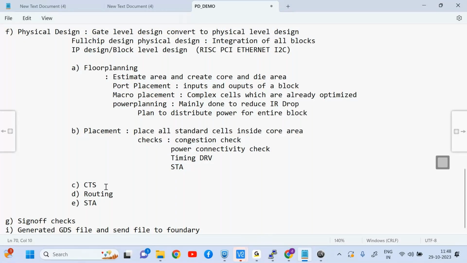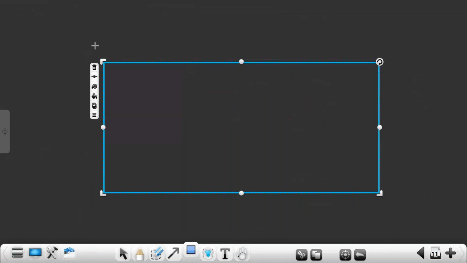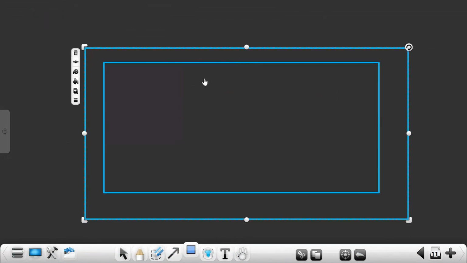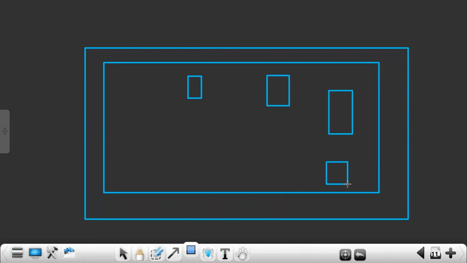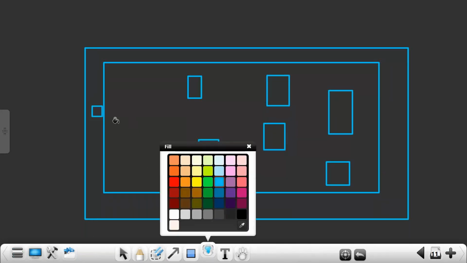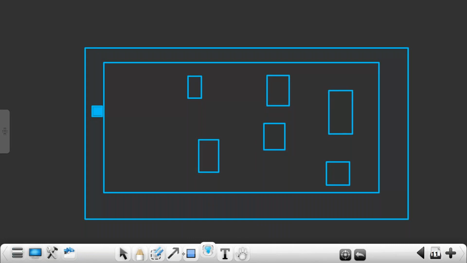Next is CTS. What is CTS? Clock tree synthesis. Why do we have to build a clock tree? I have a design with many flip-flops. All the flip-flops need a clock. In a design, I will have thousands of flip-flops. These flip-flops will get a clock only from a clock port. From this clock port, all these flip-flops will get connected.